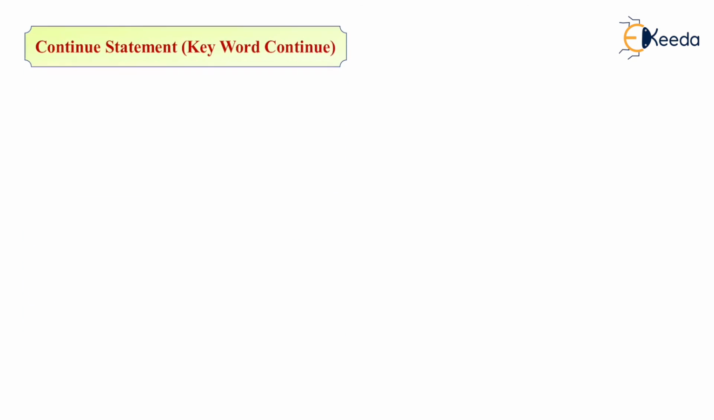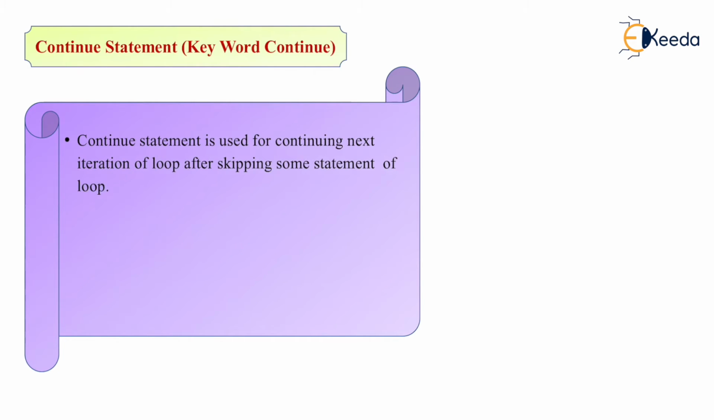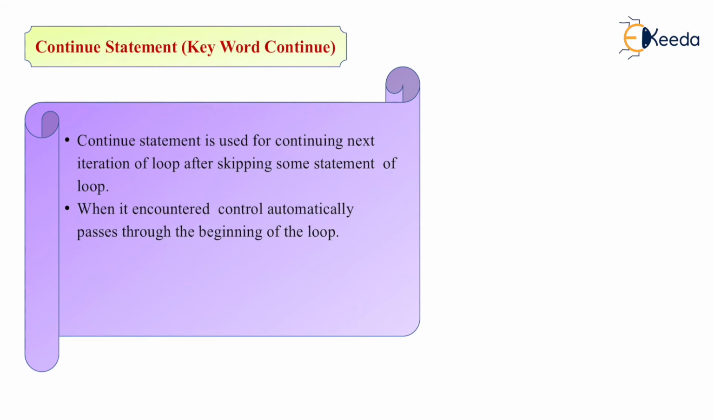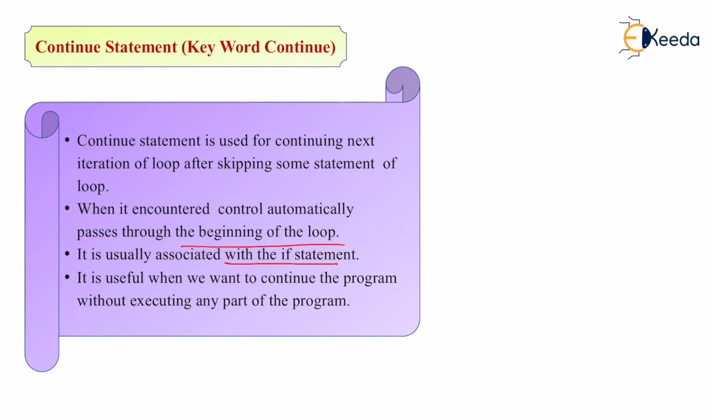Next is the continue statement. The continue statement is used for continuing the next iteration of the loop after skipping some statements of the loop. When it is encountered, control automatically passes to the beginning of the loop. It is usually associated with the if statement. It is useful when we want to continue the program without executing some part of the program.